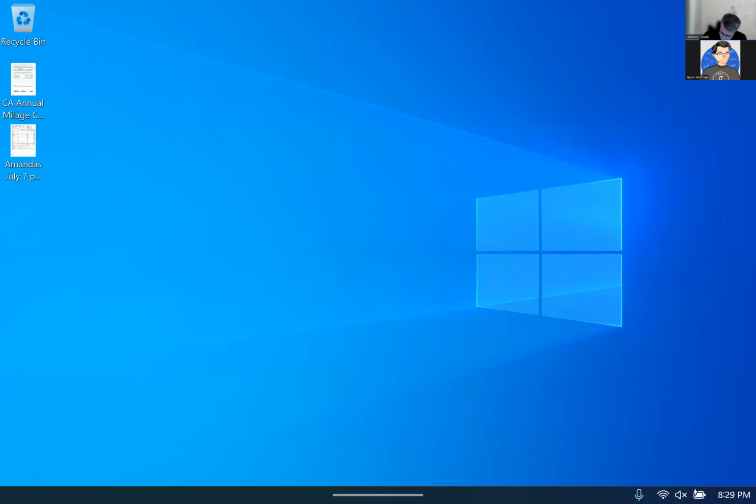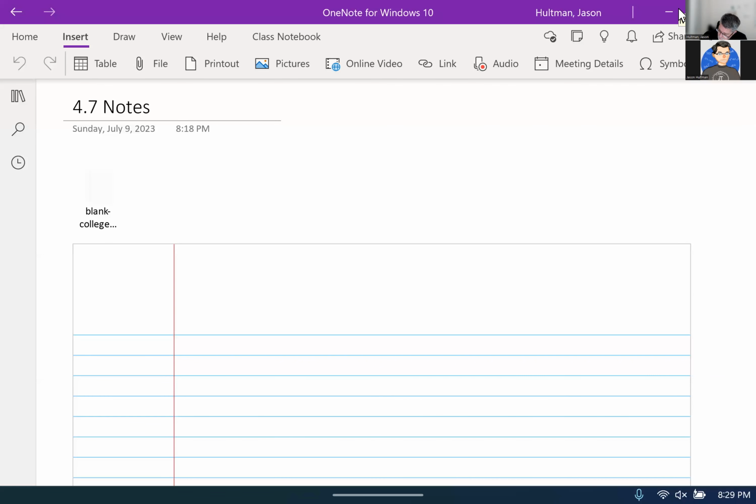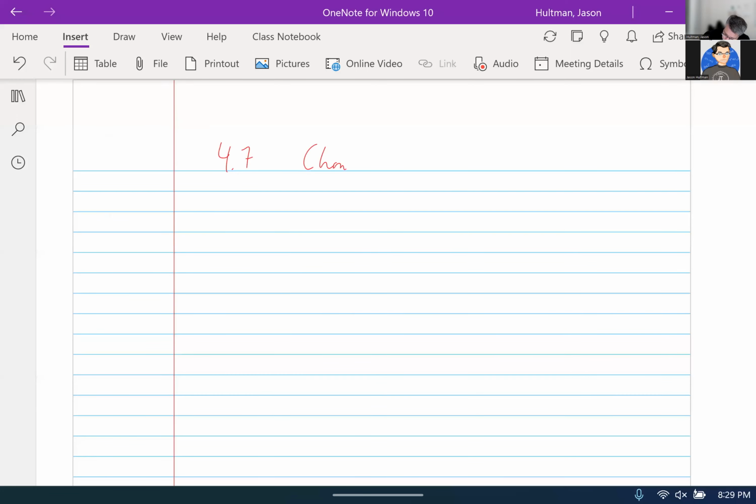Okay, students, let's continue on section 4.7, change of basis. Okay, 4.7 is on change of basis. How do we change from one basis to the other?